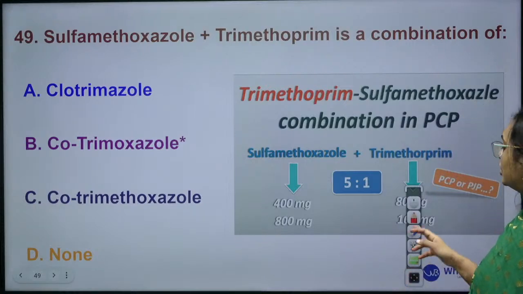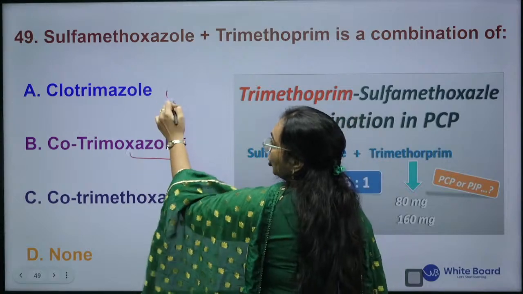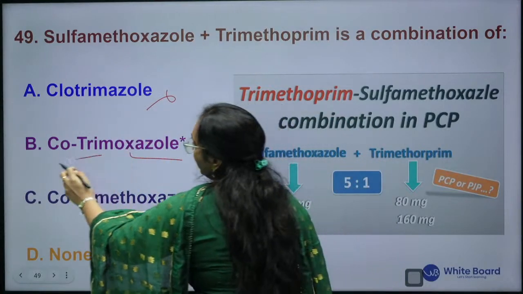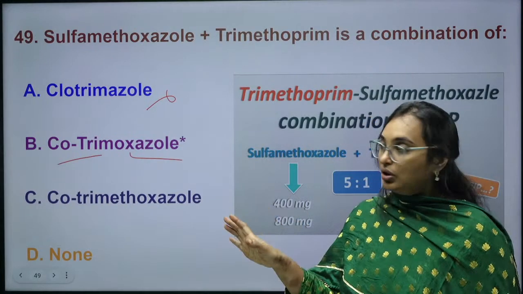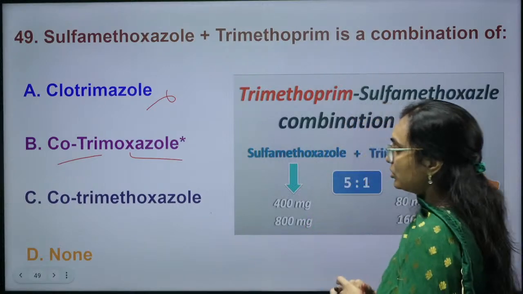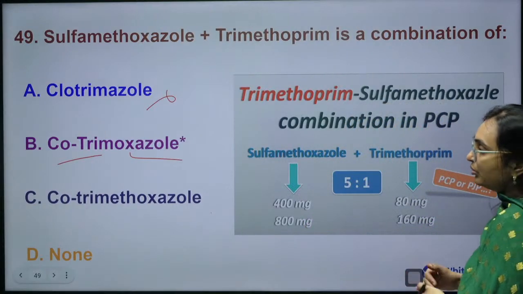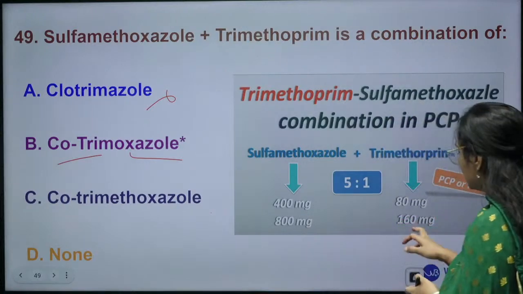Sulfamethoxazole plus trimethoprim is a combination of cotrimoxazole, not clotrimazole. Okay, you will know that answer, but you will get confused. Not clotrimazole, cotrimoxazole. Okay, next question.